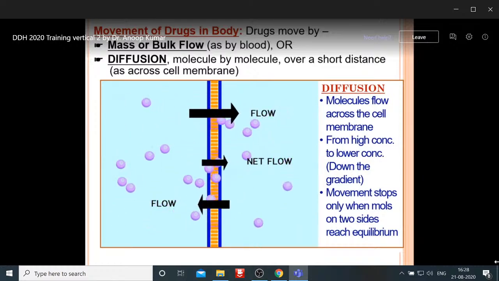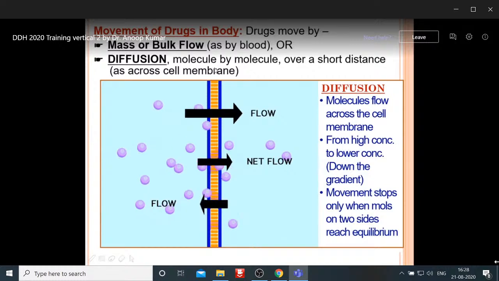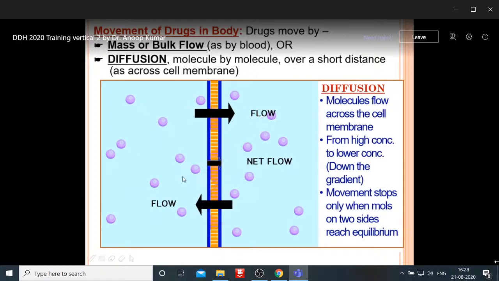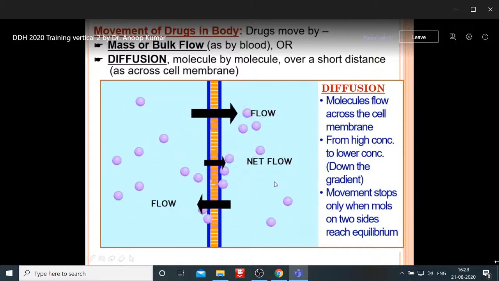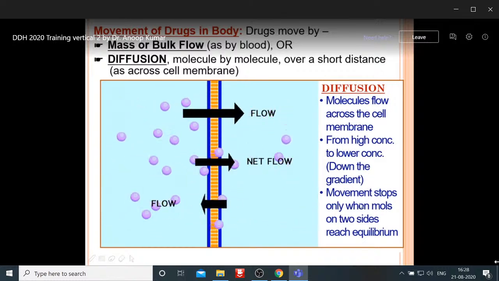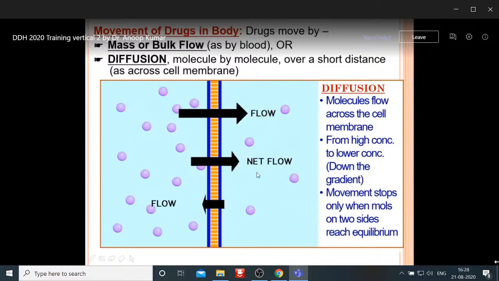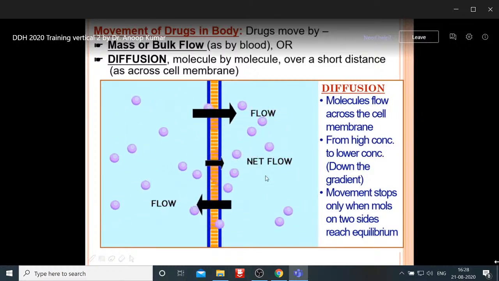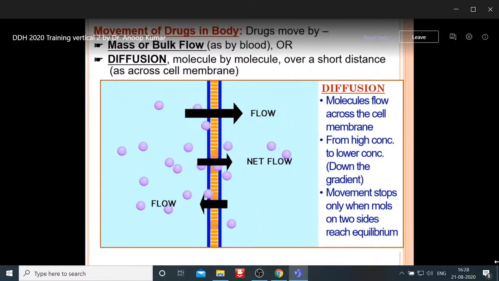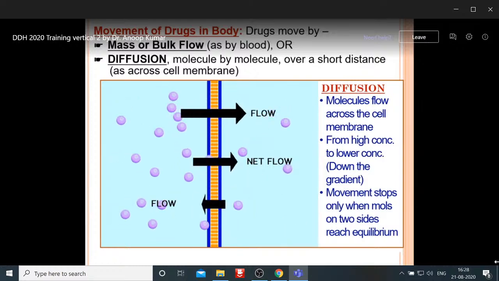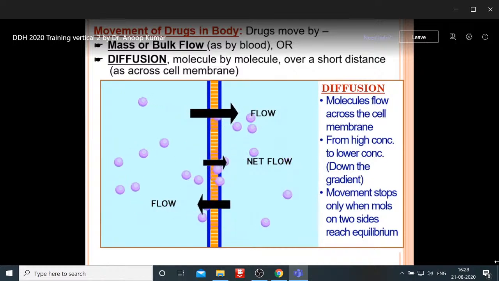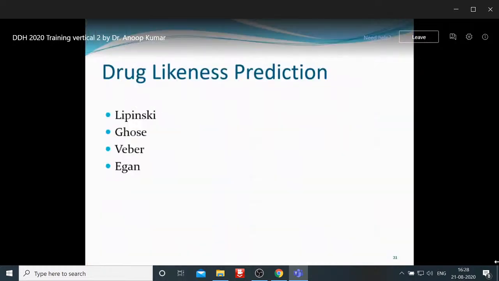work. So passive diffusion, I hope every one of you knows, is the flow of molecules from higher concentration to lower concentration. That is what we call the concentration gradient. From higher concentration, molecules will move, and the movement stops when the number of molecules on both sides reaches equilibrium. So automatically that movement will stop. So if your molecule is going to pass the cell membrane through passive diffusion, then Lipinski rule of 5 will work for drug likeness prediction.